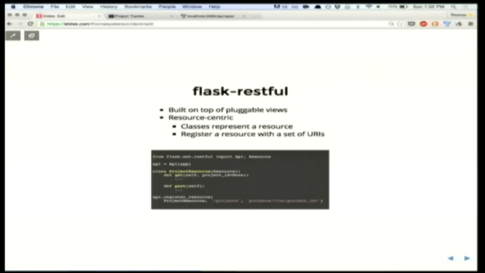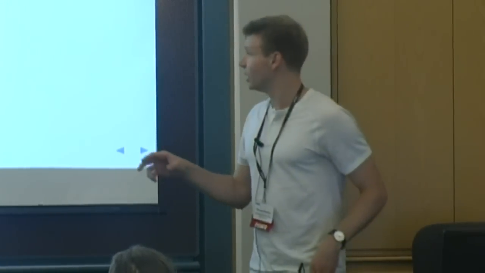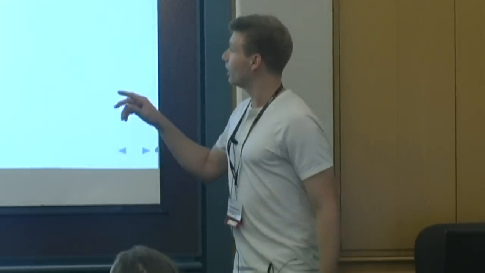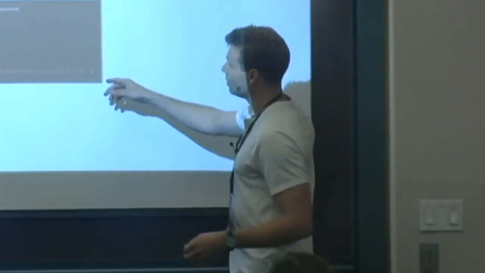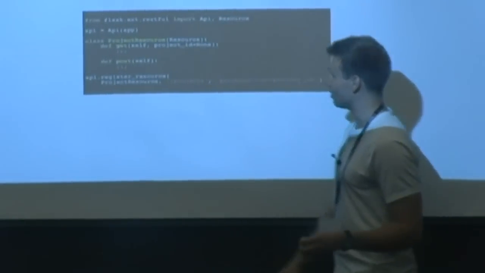Now, Flask RESTful is actually built on top of MethodView. So it has that same structure where you have a get and a post method that's defined on your class, and that maps to HTTP requests coming in to the route that your resource is registered on. The main thing here is that Flask RESTful is resource-centric. So you create classes that represent a resource, and then you expose that resource via a route that you register on your API, which is in turn an extension on your application.